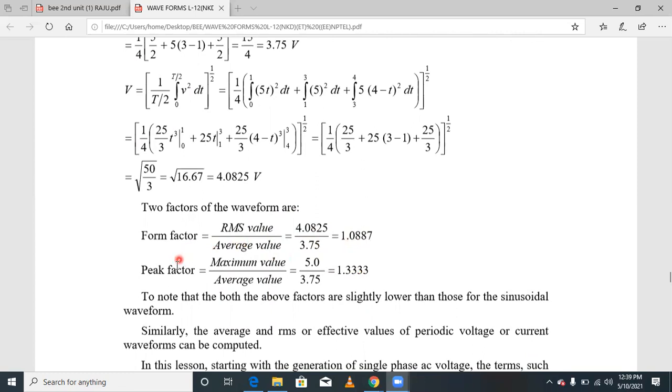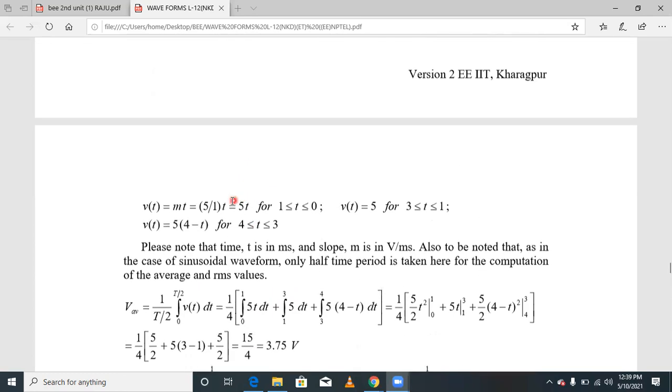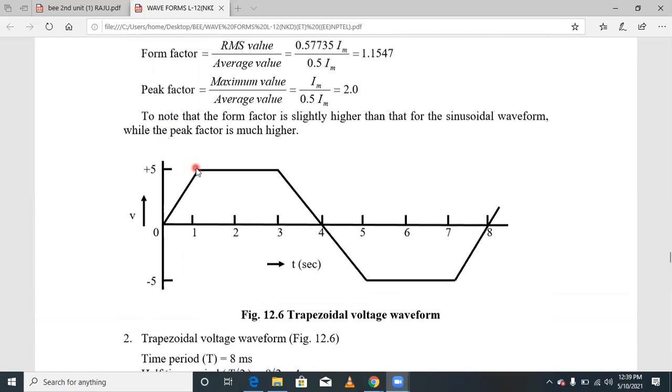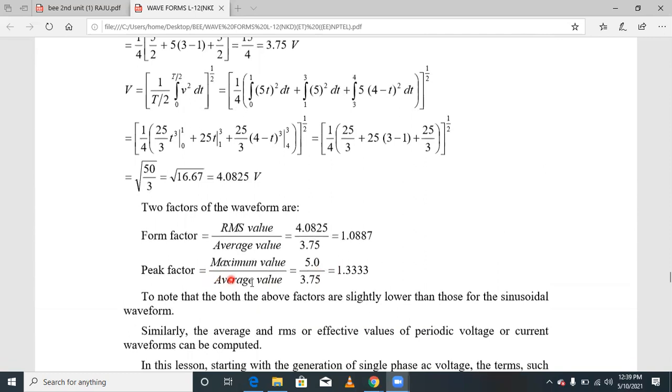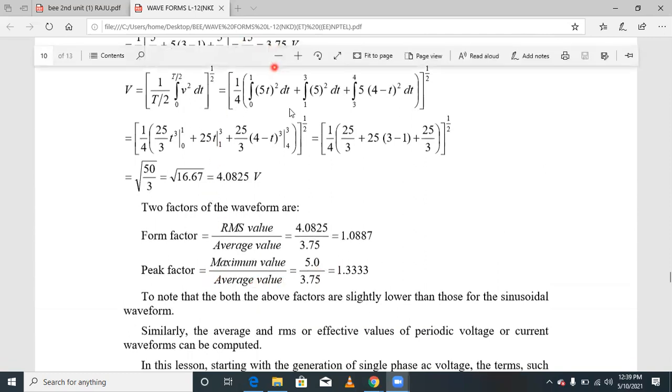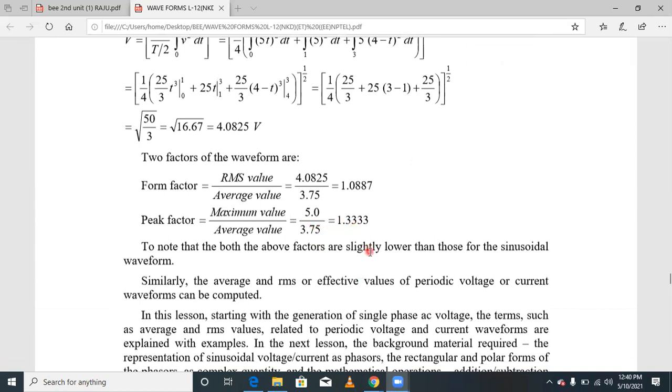This is called the form factor, and the peak factor is maximum value by average value. Peak factor is equal to maximum value by average value. The maximum value here is 5, and the average value is 3.75. Substitute here, and you will get 1.333. So this is the form factor and the peak factor.